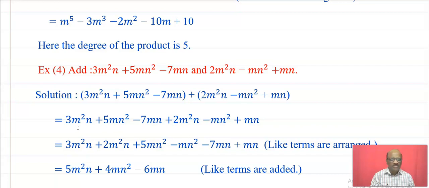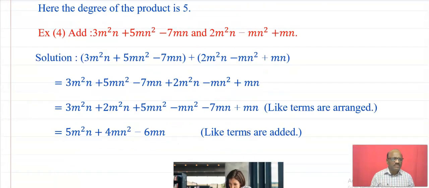Now here is a 3m square n and here is a 2m square n. These are the like terms. 5mn square and here is a minus mn square. And last is a minus 7mn plus mn. These are the like terms. And now they are the algebraic addition. That is 3m square n and 2m square n, that is 5m square n. 5mn square minus mn square, therefore there will be 4mn square.